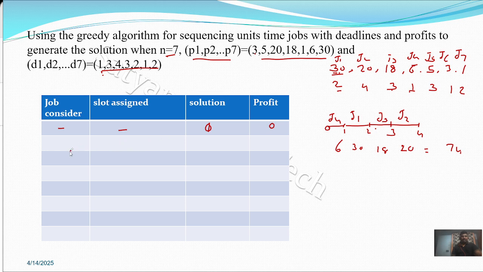For example, I consider the J1 job here. For J1, the 1 to 2 slot is assigned, and the solution is J1 is completed. You can get the profit of 30. Now, for example, I consider J2. So J2 is completed. The slot is 3 to 4.